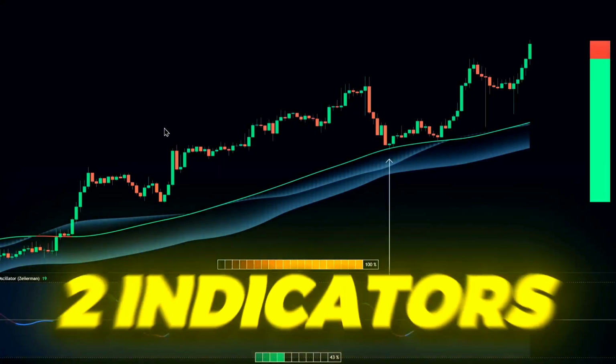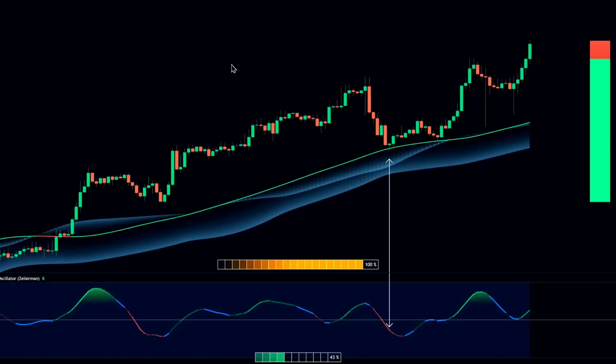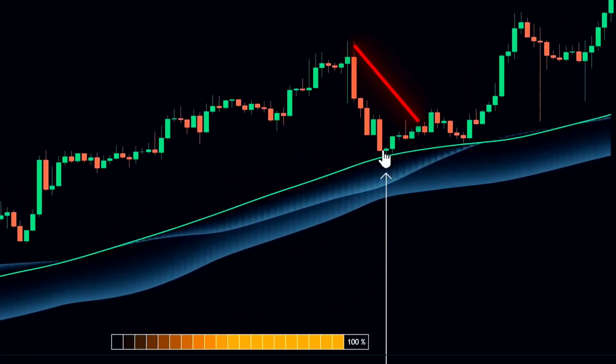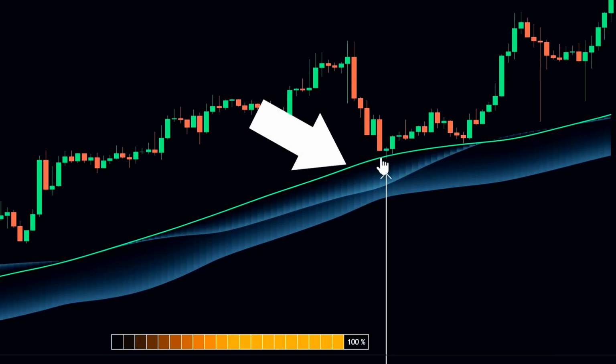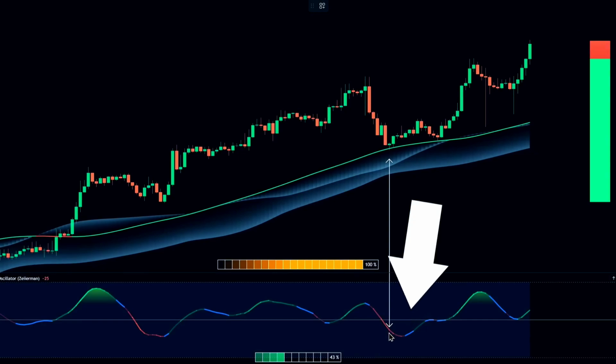Today, we're diving into two powerful indicators that work together to deliver highly accurate buy and sell signals. Let me show you an example. Here we had a pullback entry because the price retraced and touched the green trend ribbon with just a wick. To confirm this was a valid signal, we checked that the oscillator was below the zero level. As you can see, it was, and this trade turned out to be profitable.